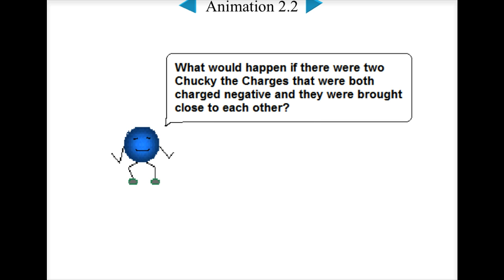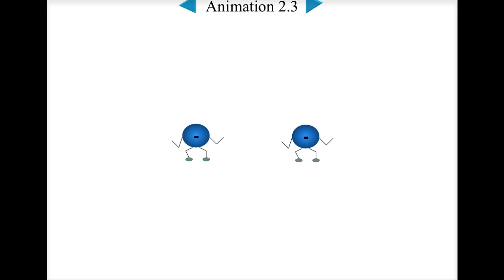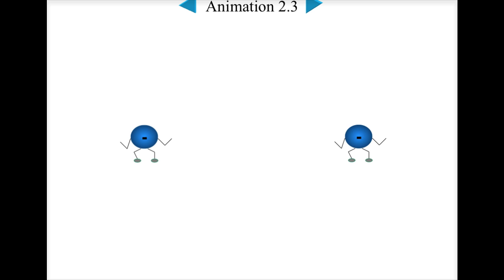But what do you think would happen if two Chucky the Charges that were both charged negative were brought close together? What do you think would happen? If you said repel, you are correct. Charges that are the same don't like each other and they try to run away or repel from one another.